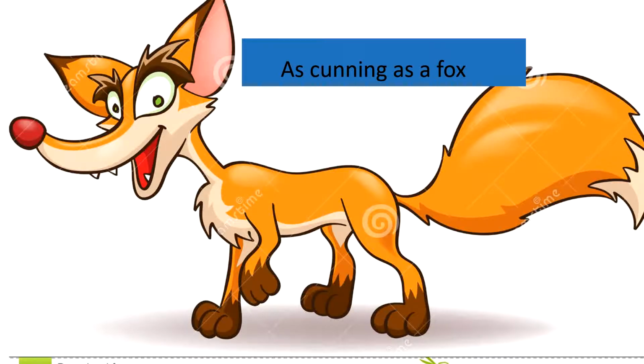As cunning as a fox. You remember foxes in stories usually show the quality of being cunning. You remember that fox and the crow story. The fox cheated and took away the crow's cheese. So foxes are usually supposed to be very cunning. So you will say that shopkeeper is cheating people. He is as cunning as a fox.